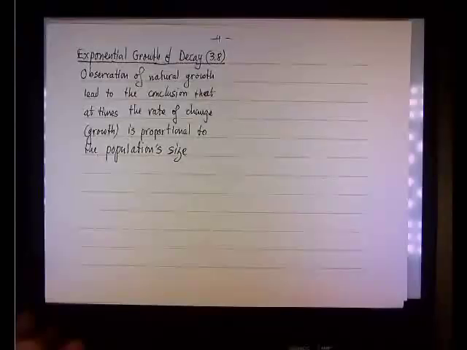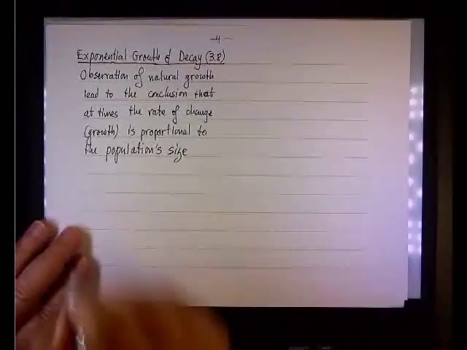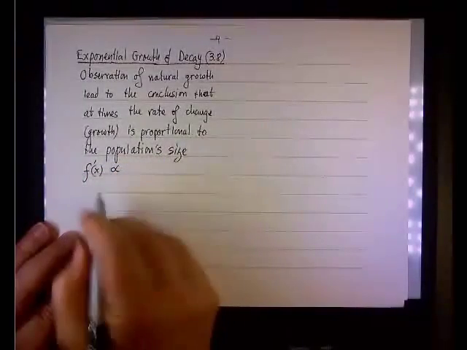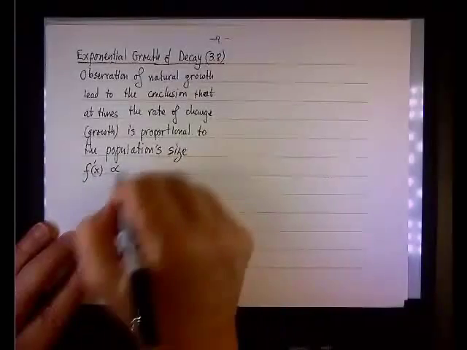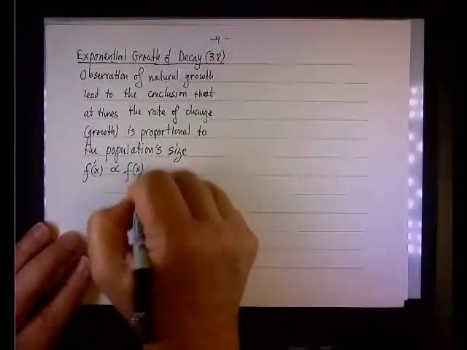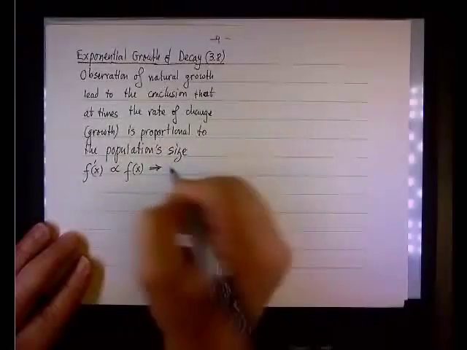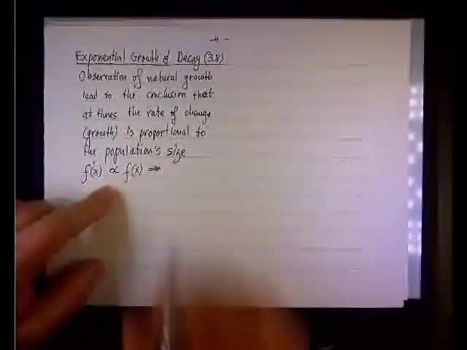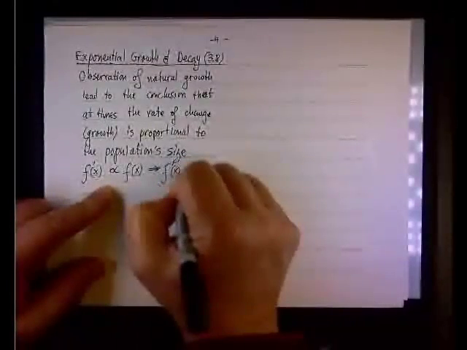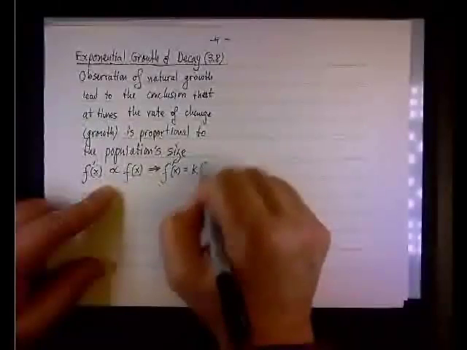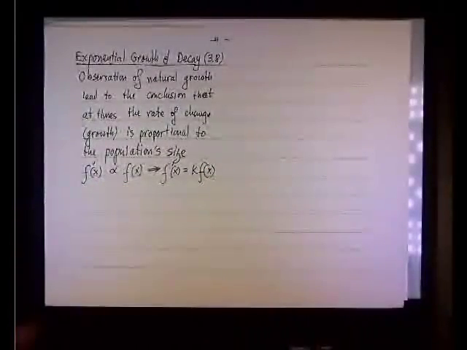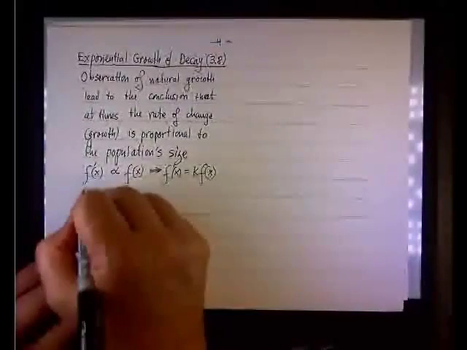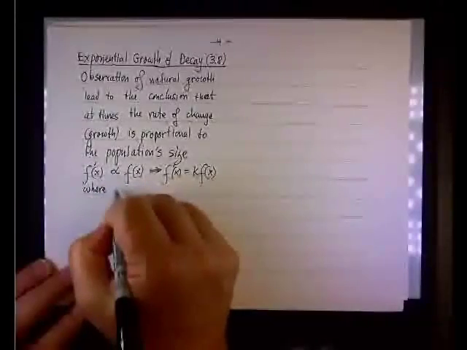So if the rate of change is the derivative, then we have f prime. This alpha is the symbol for proportion. And if something is proportional, we can replace the proportionality symbol to say that the rate is a constant times the population. So f prime equals some constant k times the population itself.